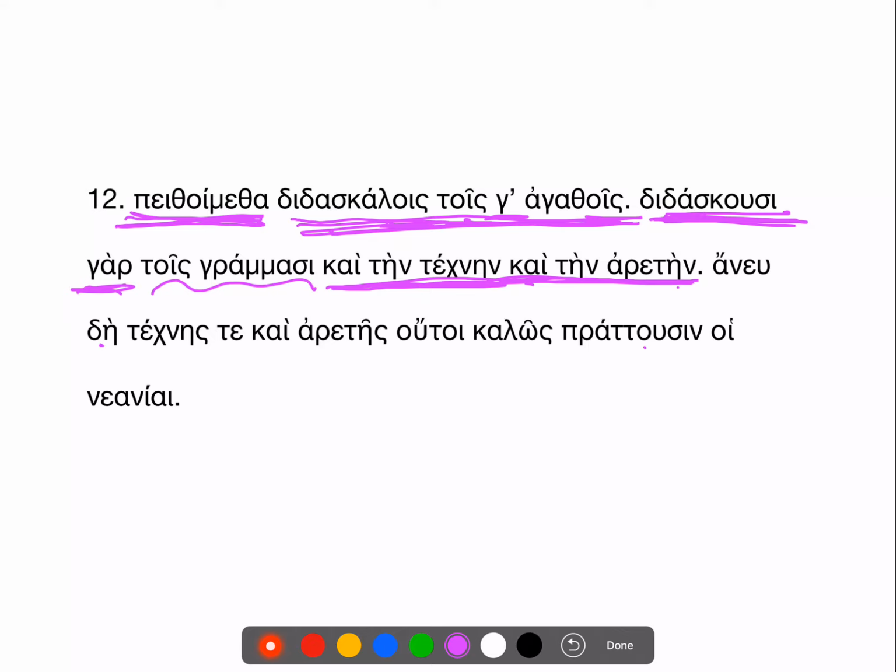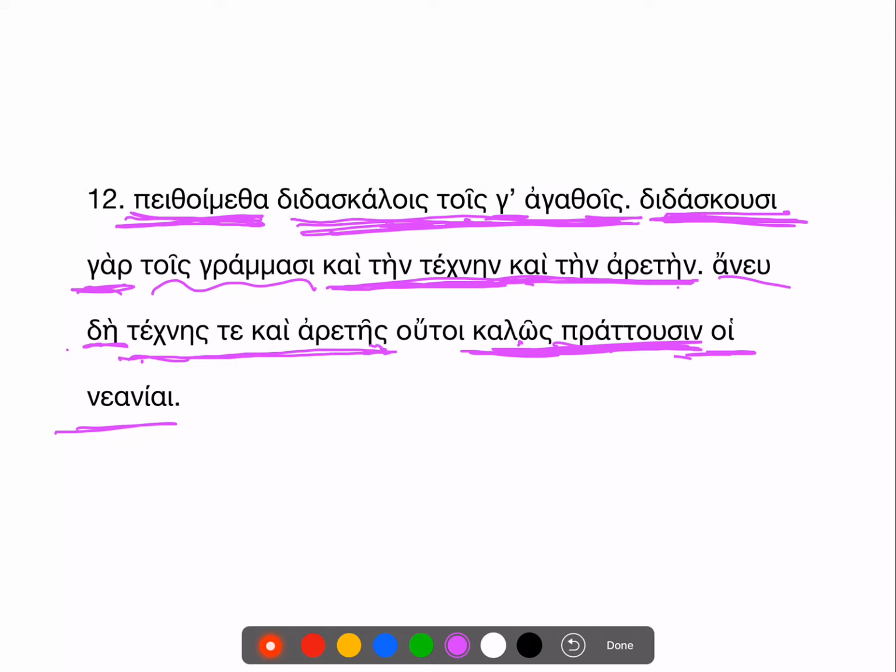Indeed, okay, de. Indeed, aneu technes te kai aretes. Indeed, without skill and virtue. And remember, here's the subject, hoi neoi. Prattousin, again, just third person plural, present indicative active. Pratto plus an adverb, so fare well, do well. All right, so indeed, without skill and virtue.